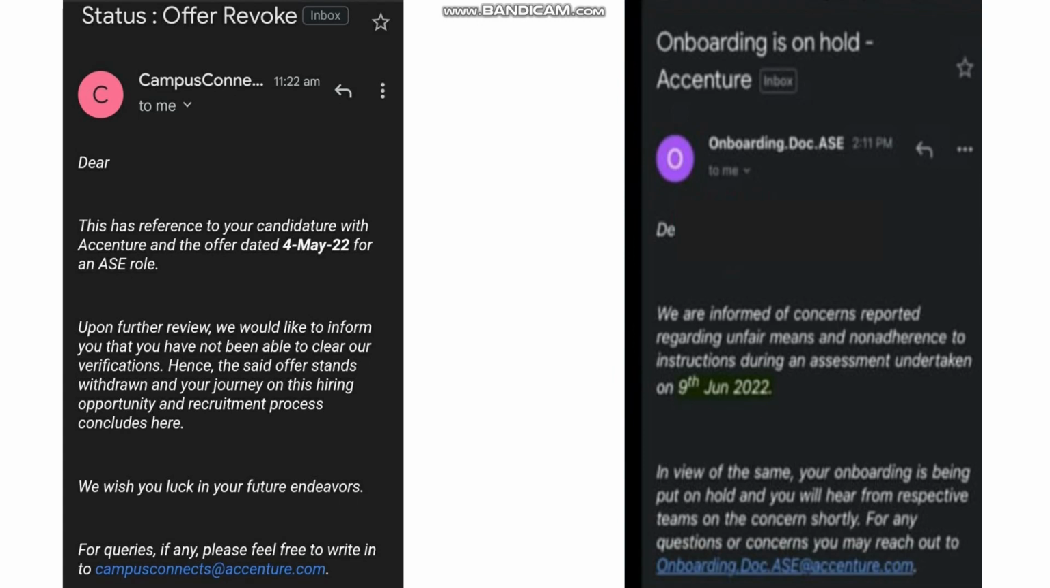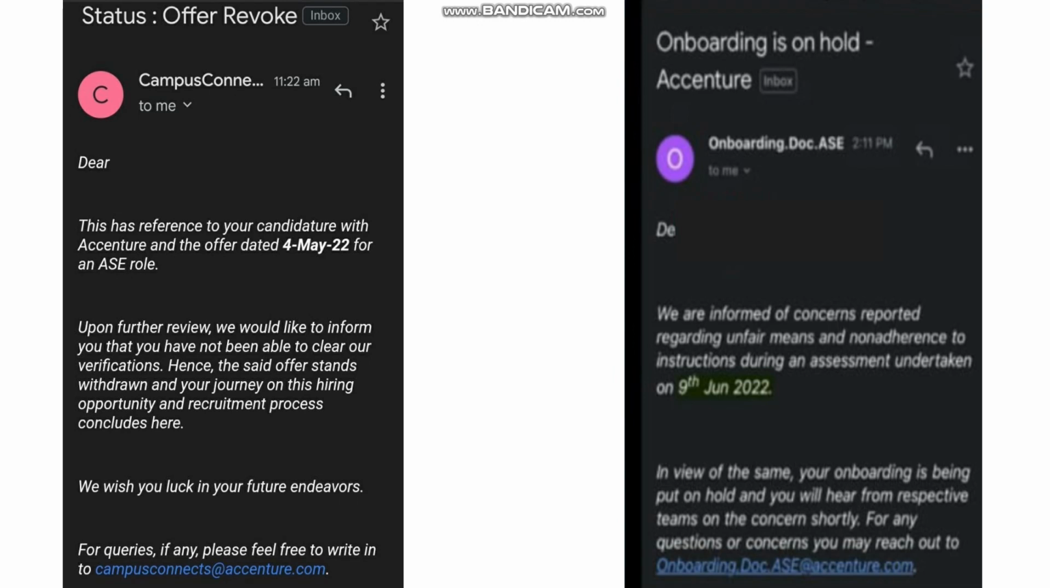Whereas a few students are saying that due to malpractice they are revoking the offer. As you can see, there is another mail from the onboarding team: dear candidate, we are informed of concerns reported regarding unfair means and non-adherence to instructions during the assessment undertaken on 9 June 2022. On 9 June 2022, the assessment is the primary assessment itself. In view of the same, your onboarding is being put on hold and we will hear from the respective teams on the concern shortly. For any questions, mail to onboarding.accenture.